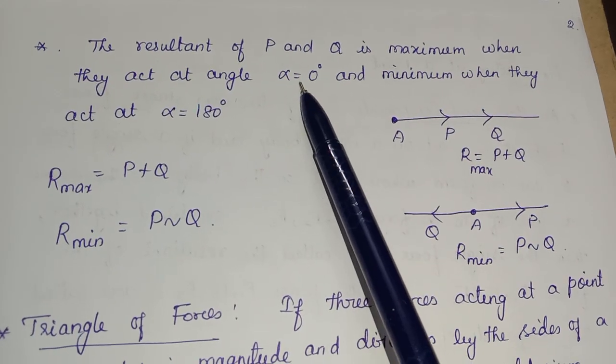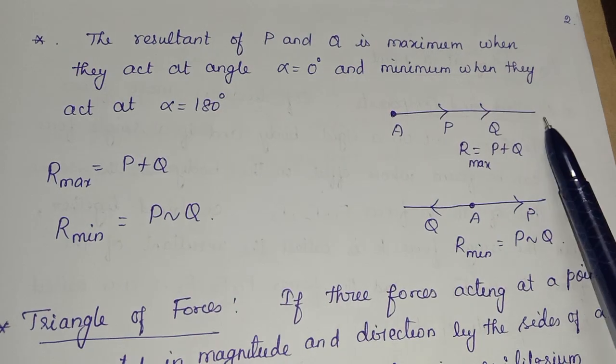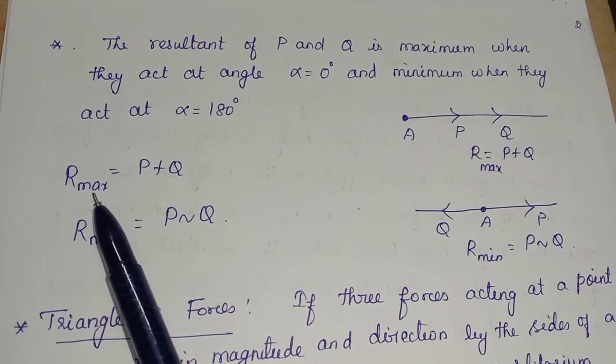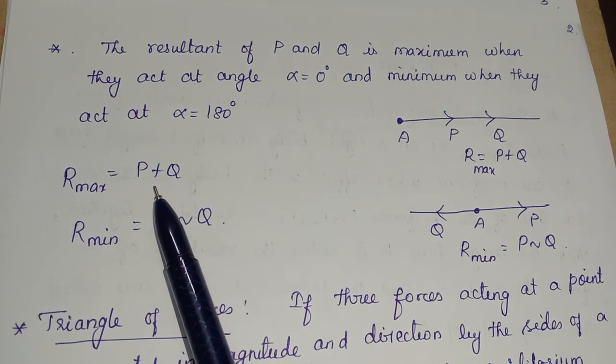The angle between the forces is 0. That means P and Q act along the same straight line in the same direction. So in that case, the maximum value of R is given by P plus Q. Okay, right. And what about the minimum value?